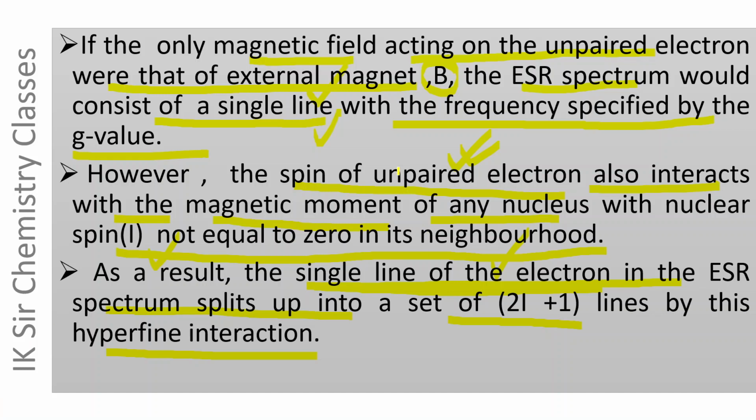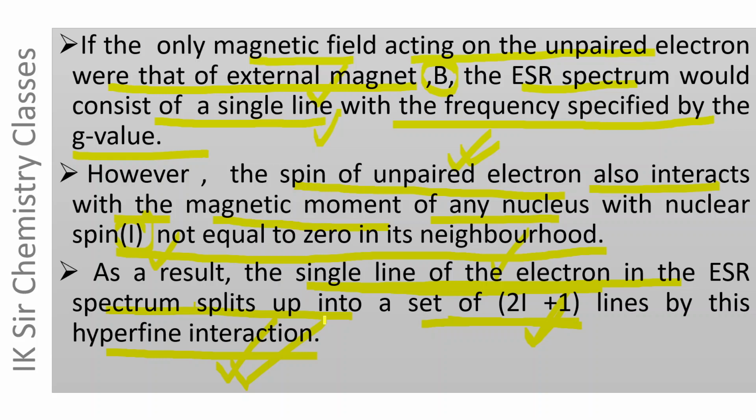If the unpaired electron of a free radical comes in the vicinity of a nucleus with nuclear spin I, then the single line of the ESR spectrum due to this unpaired electron splits up into a set of 2I plus 1 lines, hyperfine lines, due to this hyperfine interaction, and it produces hyperfine structure in the ESR signal.